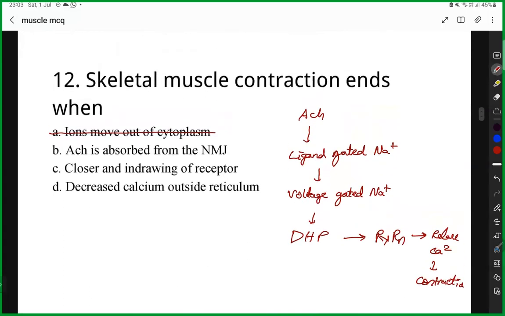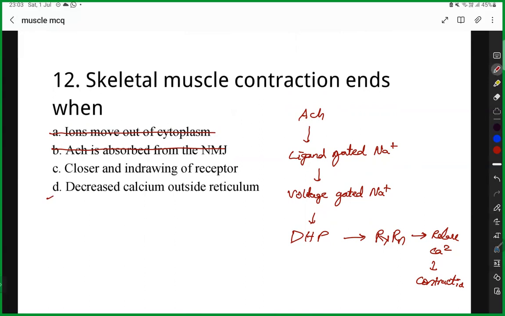So skeletal muscle contraction doesn't end when the acetylcholine is absorbed. So that is also not the answer. Closer and indrawing of receptor, I'll keep this as one option. The fourth one is to decrease the calcium outside your reticulum. Very right, so this can be a good answer. Decrease the calcium outside the reticulum.